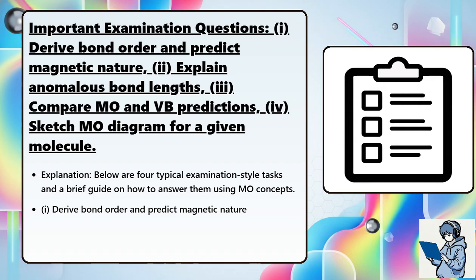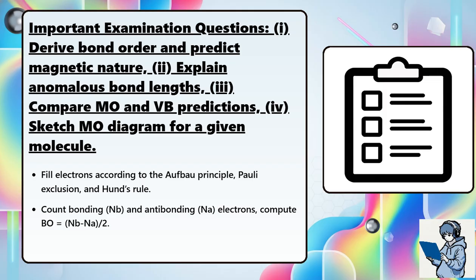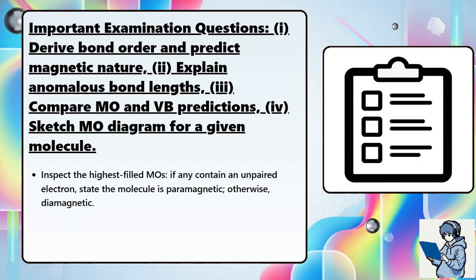Task 1: derive bond order and predict magnetic nature. Write the MO diagram for the given molecule, for example O2. Fill electrons according to the Aufbau principle, Pauli exclusion, and Hund's rule. Count bonding, Nb, and antibonding, Na, electrons. Compute bond order equals Nb minus Na, divided by 2. Inspect the highest filled MOs. If any contain an unpaired electron, the molecule is paramagnetic, otherwise diamagnetic.